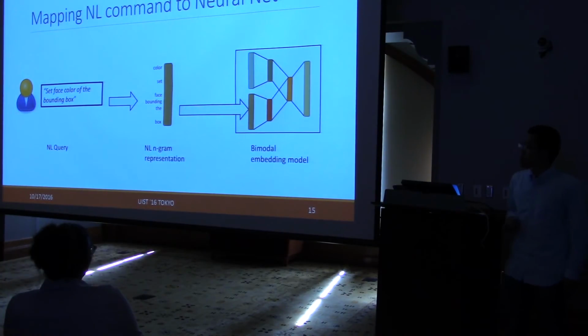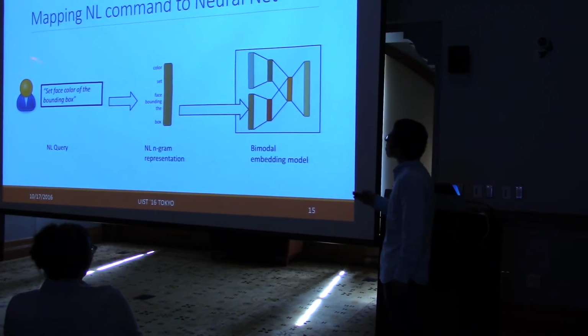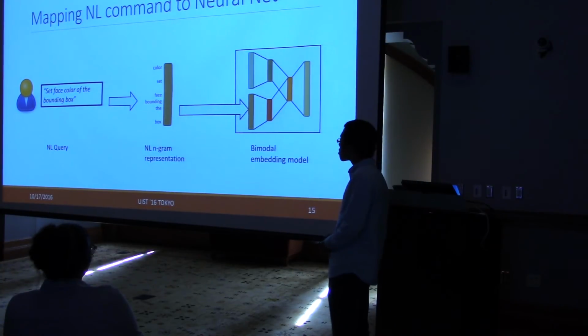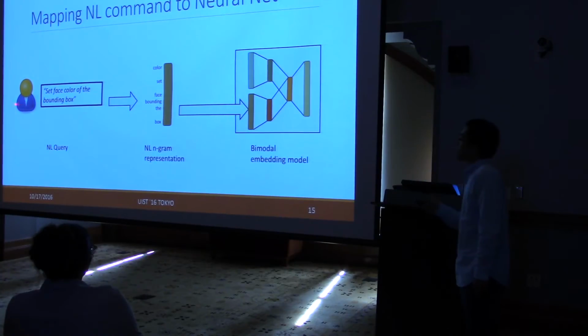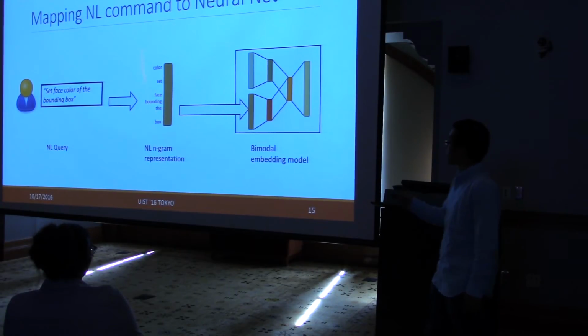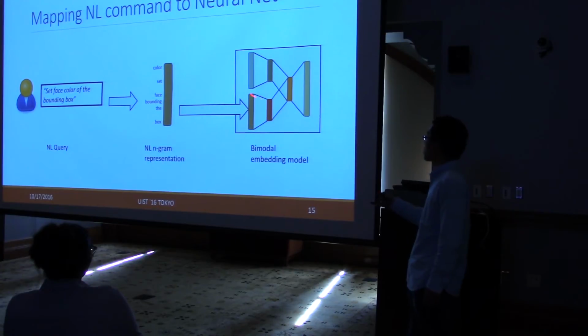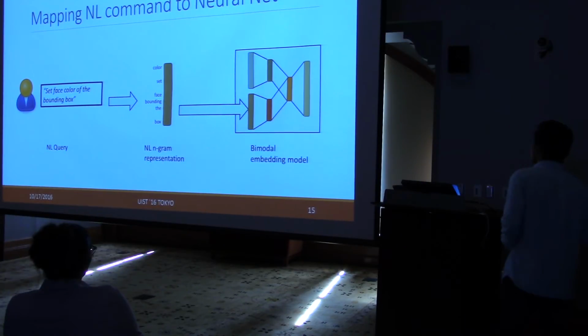And how do we solve the second problem? This natural language, right? So the user has set face color of the bounding box. So we use a traditional natural language processing method called bag of words, where we break the sentence up into different words. And naturally we have a vocabulary or a dictionary that we can have different entries mapped on, and that naturally maps to that part of the neural network model.